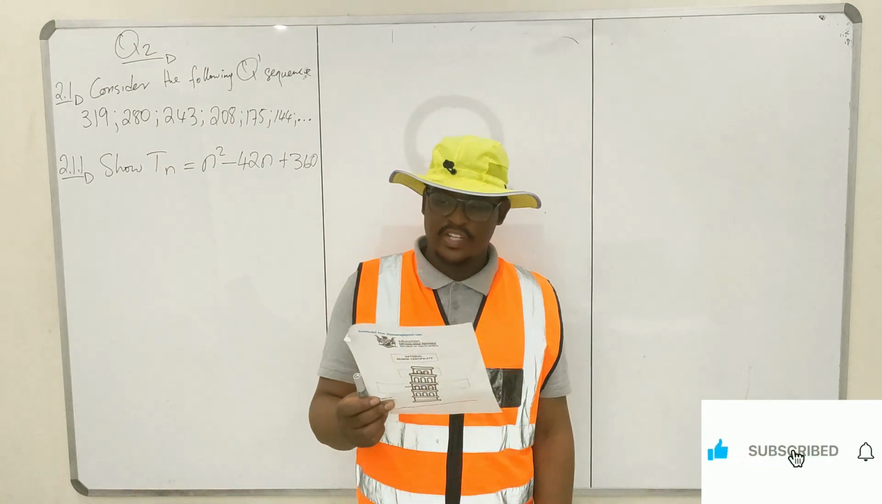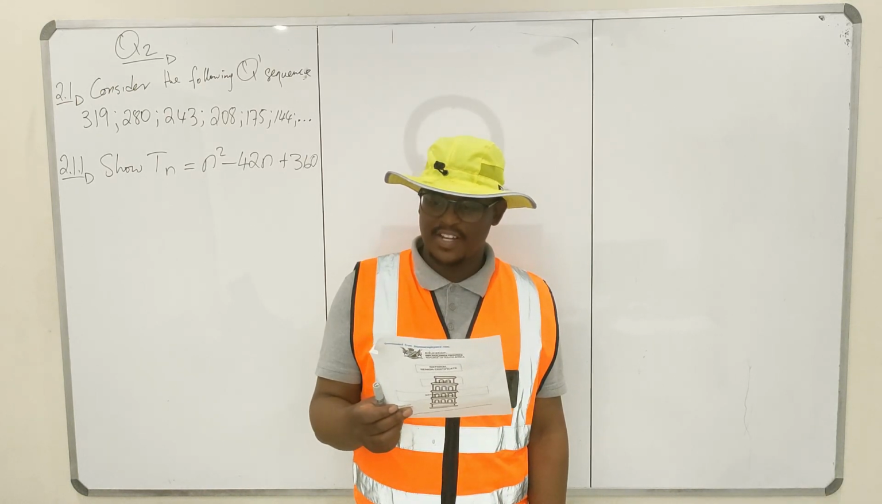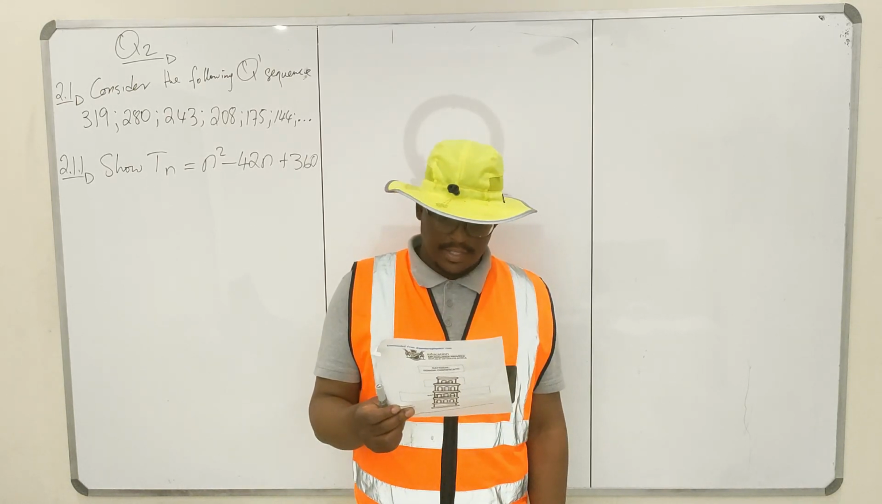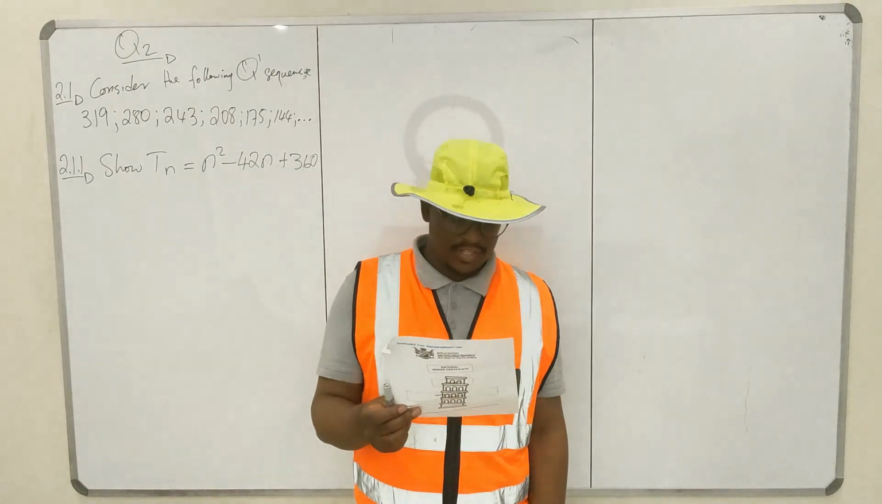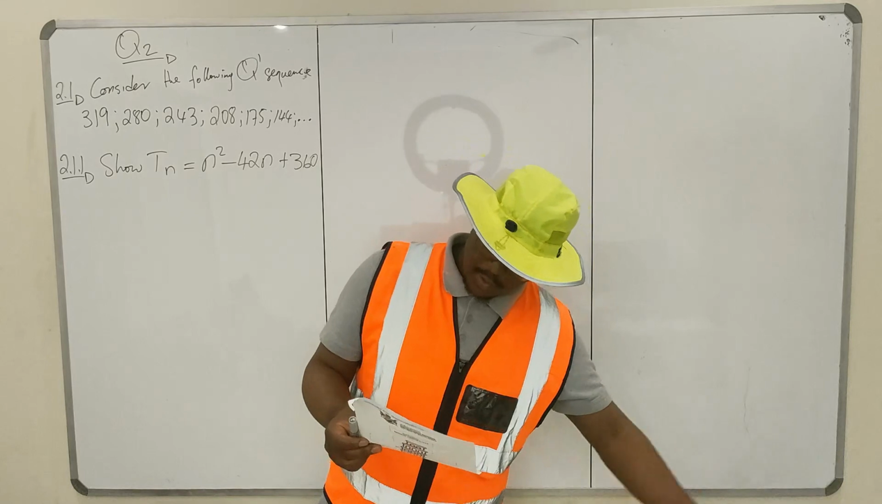So in this video we're doing question 2 of the September 2023 Mathematics Paper 1 question paper. This is from the Mpumalanga province and these are sequences. So we start at 2.1.